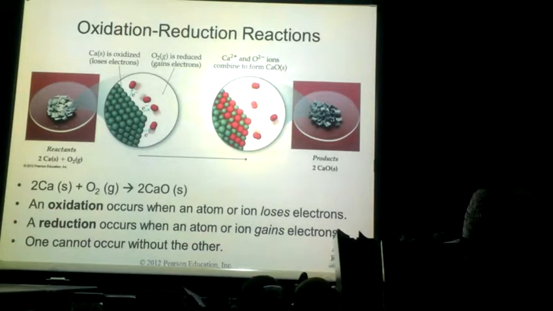Okay, so oxidation, I'm losing electrons. Reduction, we are gaining electrons. One cannot occur without the other, because I can't just lose electrons and then nothing else gains them. And that's because I have to have this law of conservation of charge.